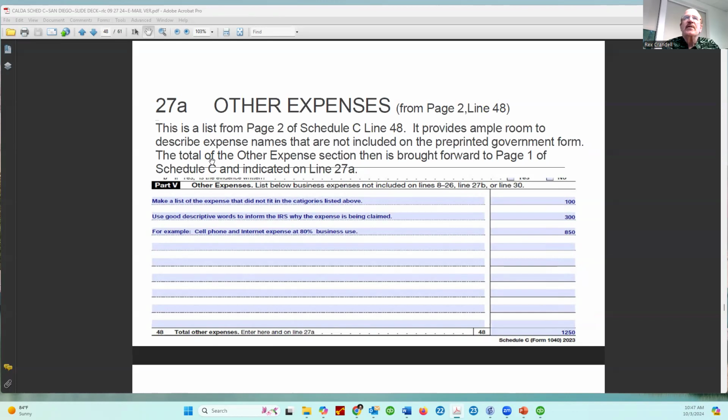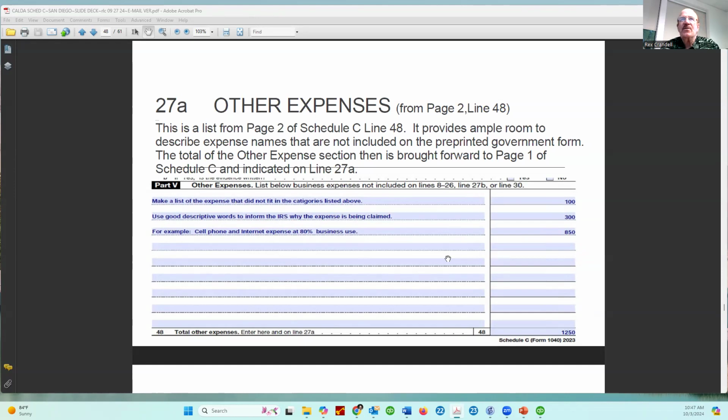So other expenses, this is a list from page 2 of the Schedule C, line 48. It provides ample room to describe the business names, expense names that are not included in the pre-printed government form. The total of the other expense section is then brought forward to page 1 of the Schedule C and cross-referenced to line 27A. So you just list the other types of expenses that weren't listed in the pre-printed forms.